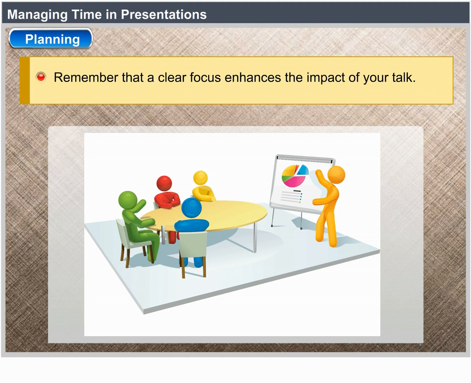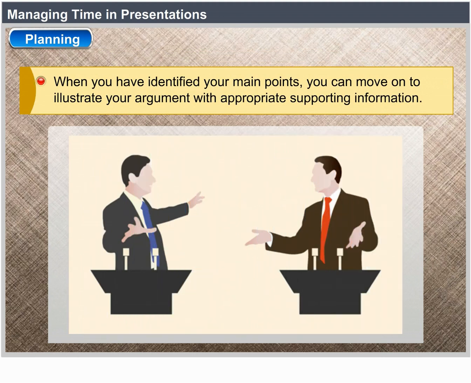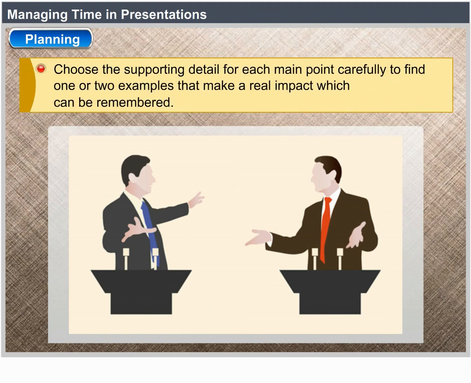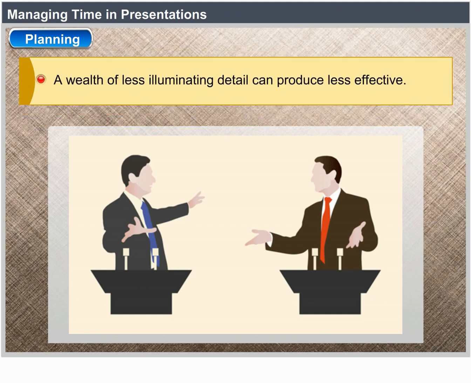When you have identified your main points, you can move on to illustrate your argument with appropriate supporting information. Choose the supporting detail for each main point carefully to find one or two examples that make a real impact and will be remembered. A wealth of less illuminating detail will be much less effective.